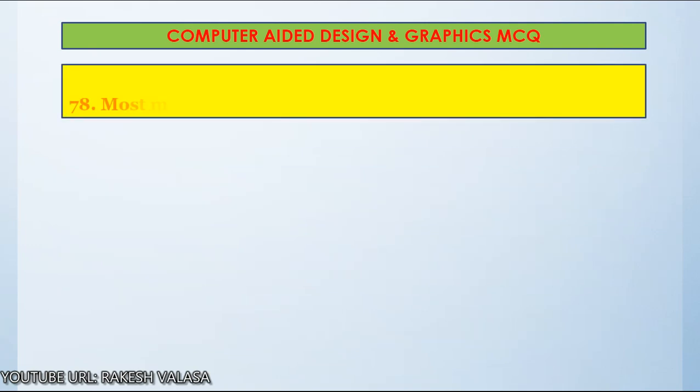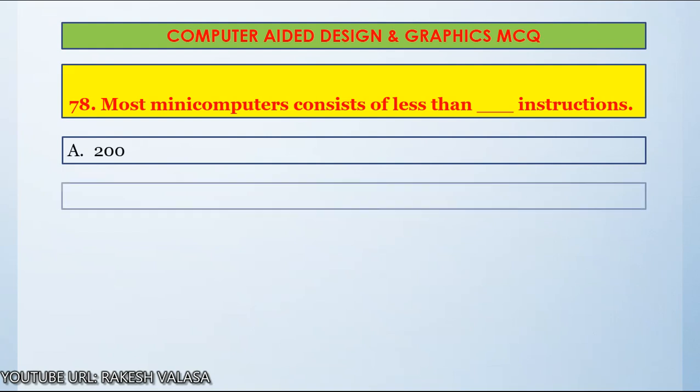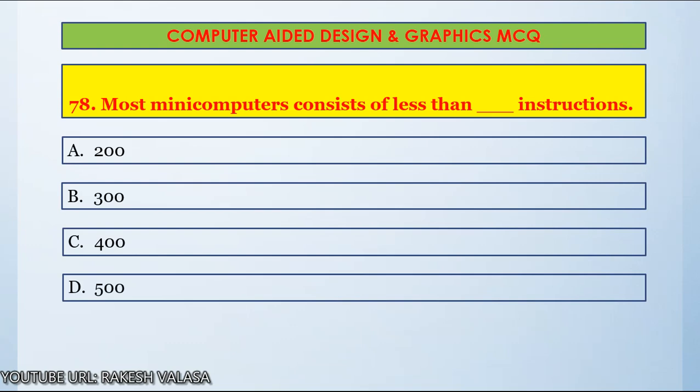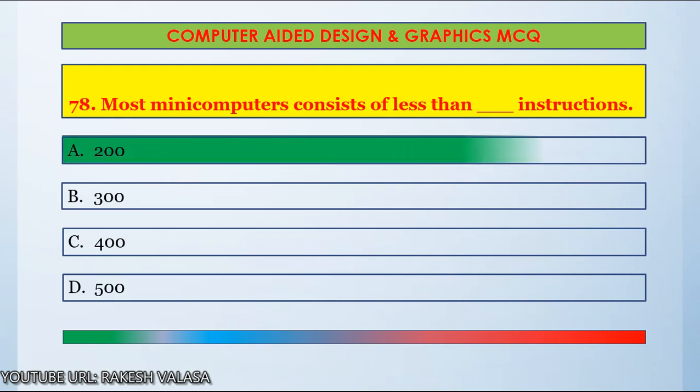Question number 78. Most mini computers consist of less than dash instructions. Option A 200, option B 300, option C 400, option D 500. Let us count down start. If you know the answer, please post in comment section. Time up. The answer is 200. Most mini computers consist of less than 200 instructions.